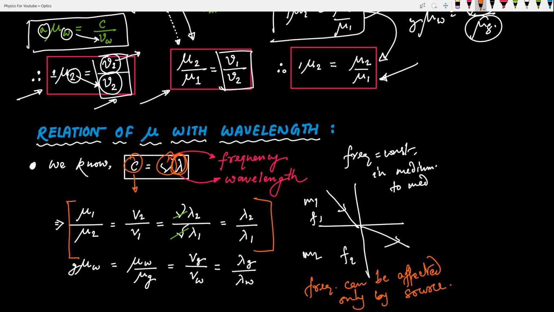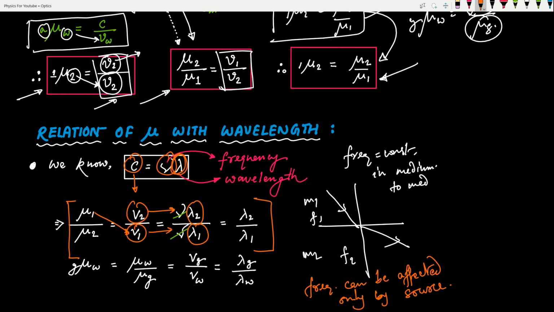We know that mu1 by mu2, since it is inversely proportional to velocity, is v2 by v1, and we know that velocity v1 is given by frequency into lambda. Now, frequency, that is nu, into lambda 1, because nu remains constant. Lambda 1 is the wavelength of the light in medium 1. And for v2, it is nu into lambda 2. Frequency remains constant, it doesn't change from medium to medium, as I've explained, and the wavelength in medium 2 is lambda 2.